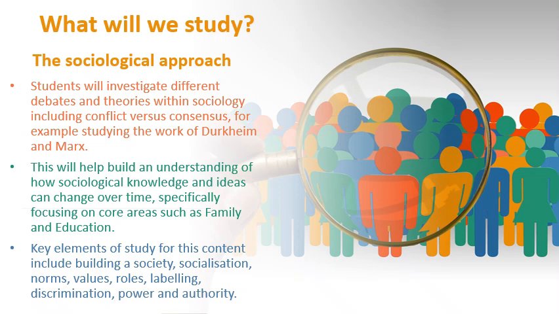So key elements of study for this is to do with building a society, how people socialise, what's normal, how do values and morals change, how does someone's role in society work? What happens if we label someone? Do they become a self-fulfilling prophecy? Do we cause discrimination or encourage against it? What does it mean to be powerful and have authority?